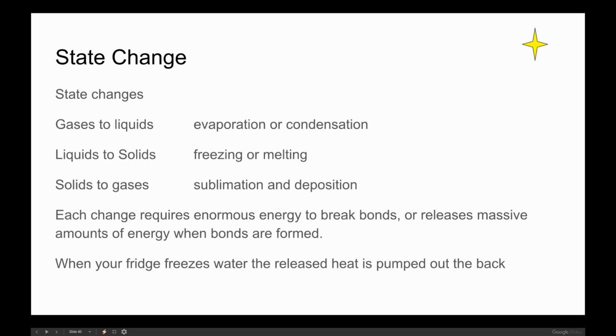Now we're going to look at the state change. What happens when freezing occurs? When water freezes, it changes from a liquid to a solid. When water gasifies, it turns from a liquid to a gas, or it condenses back. There are massive amounts of heat needing to be exchanged at these moments, and there was a really cool lab that I was going to surprise you with that we can't do right now.